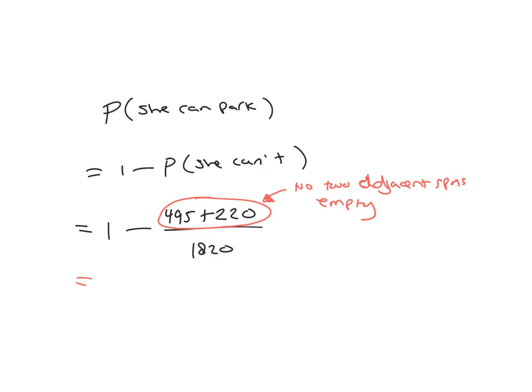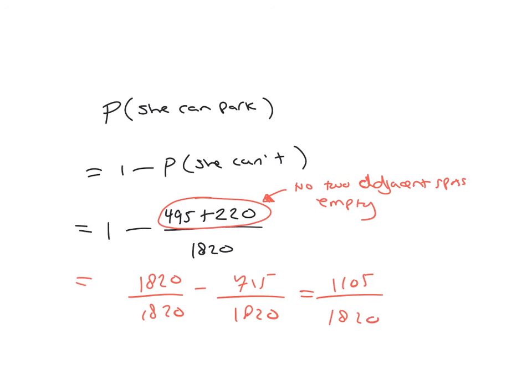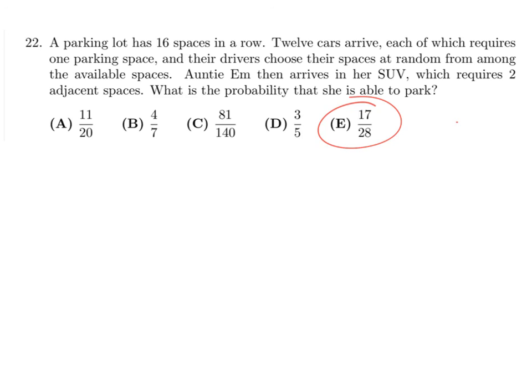And this ends up being, so 495 plus 220 is 715, so this is 1820 over 1820 minus 715 over 1820, and that ends up giving you 1105 divided by 1820, which is 17 out of 28. And I believe that answer is E. So we see that the final answer is E.